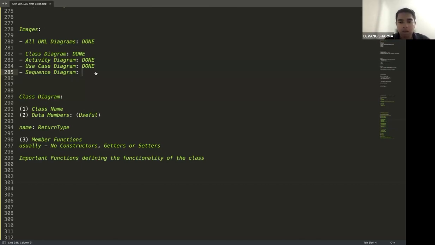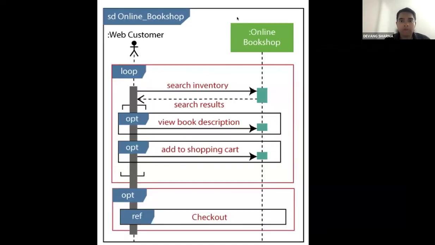Okay. I'm going to share this sequence diagram. I'm going to give you 10 seconds. Have a look at this. Then we'll discuss what this is. I don't want to tell you what this is. Have 10 seconds, look at it, then we'll discuss.